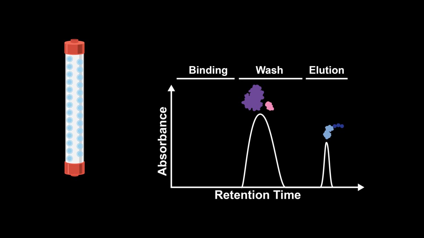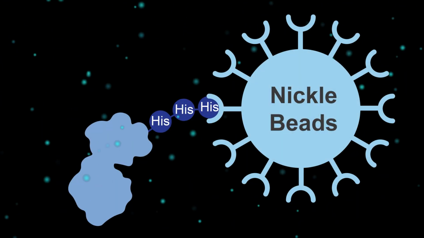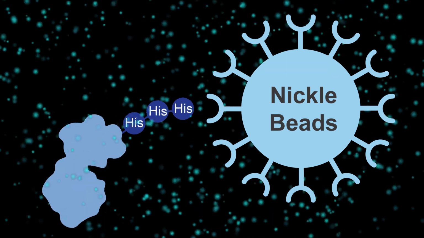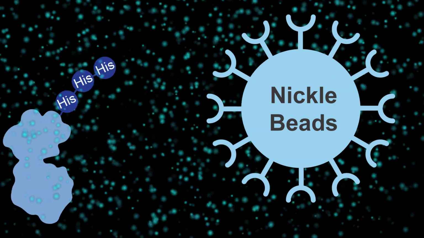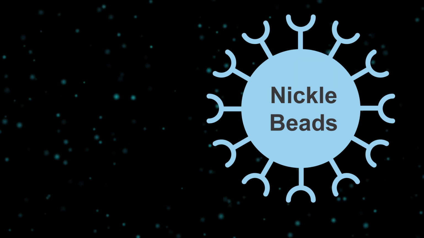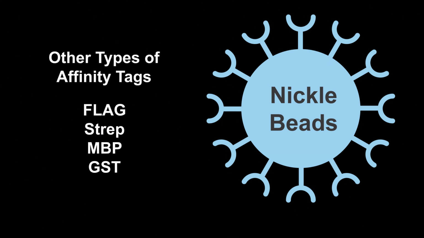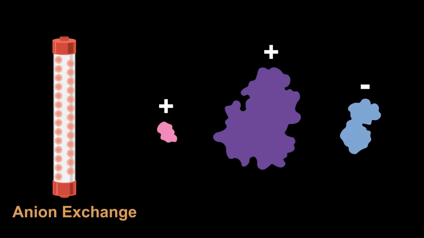For histidine or his-tagged proteins, they can be eluted off the column using a high imidazole buffer, which disrupts the interactions between the his tag on the protein and the nickel affinity beads in the column. There are also other affinity tag methods such as FLAG, STREP, MBP, or GST, all of which have their own unique elution methods. Finally, in ion exchange chromatography, protein mixtures are separated based on charge.